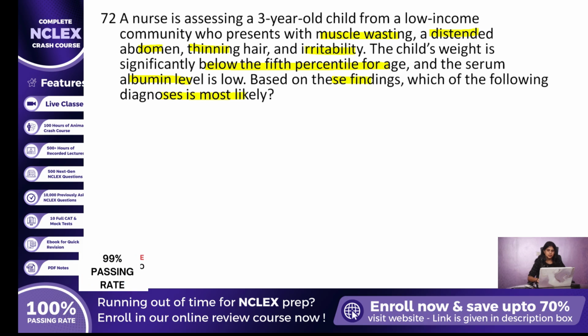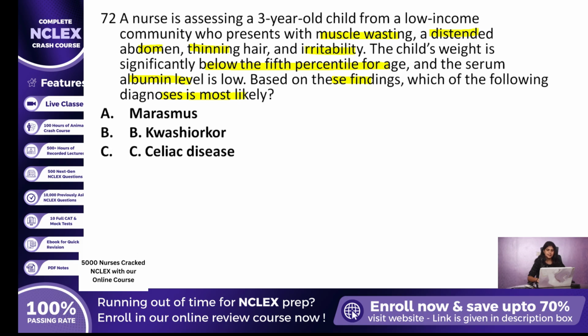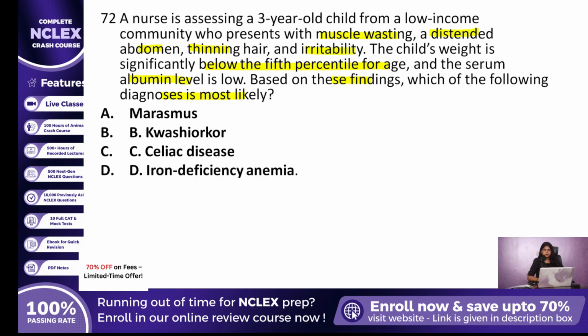Let's see the options: A. Marasmus, B. Kwashiorkor, C. Celiac disease, D. Iron deficiency anemia. The correct answer is B. Kwashiorkor. Here is the rationale.